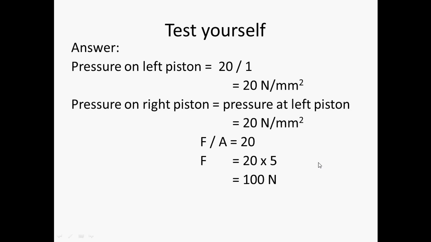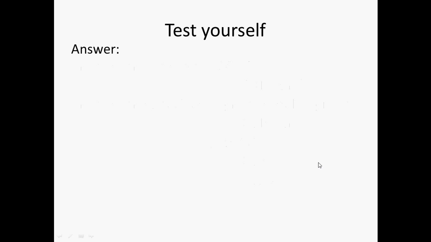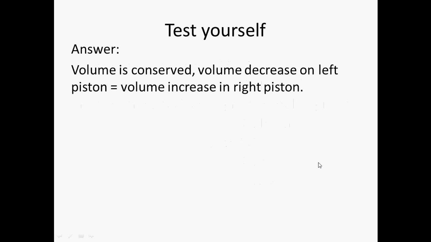So in short, the force on the right side is actually 5 times bigger than the force exerted on the left side. That's why hydraulics can be used to apply a small force to lift a very heavy load, because hydraulics helps to multiply the force. Okay, so let's go to the second part, which is much harder. How do you find the distance moved by the right piston?